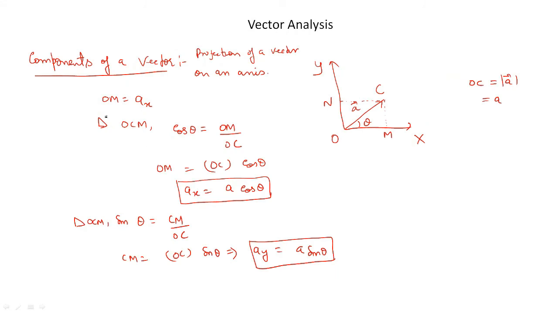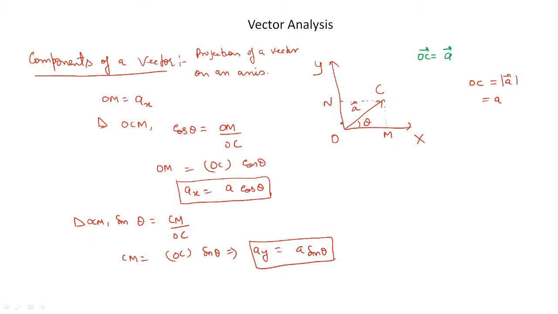Now we will find the component of a vector. The component of a vector is defined as the projection of a vector on an axis. Here you can see that there are two perpendicular axes. One is the OX axis and the other is the OY axis. O is the origin. Let us say here OC is the resultant vector and it is represented by vector A. OC vector is equal to vector A.